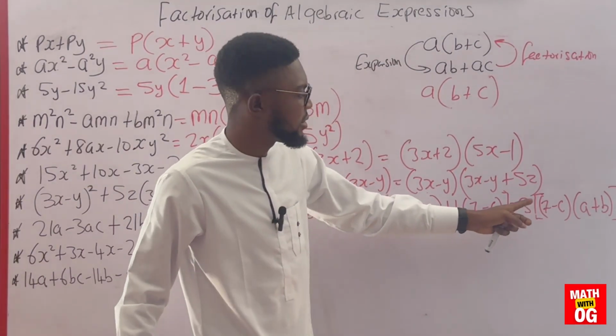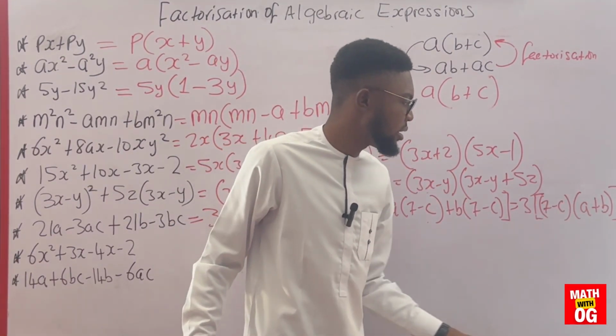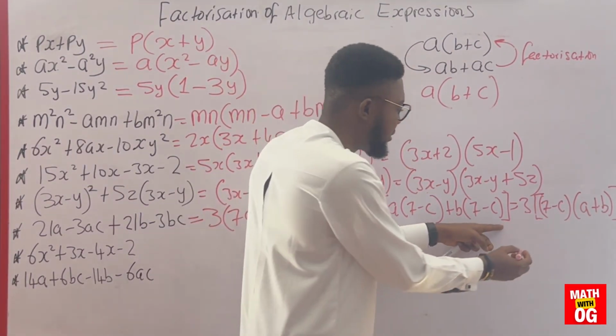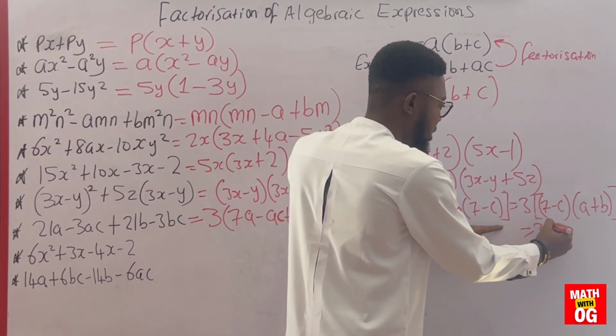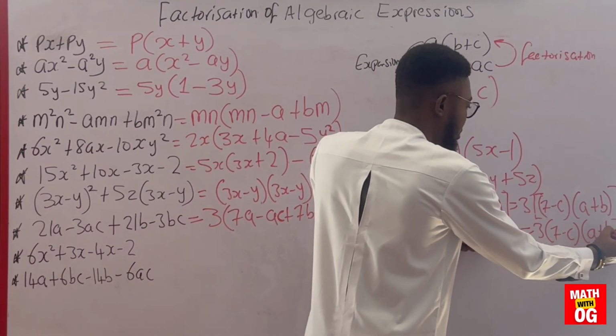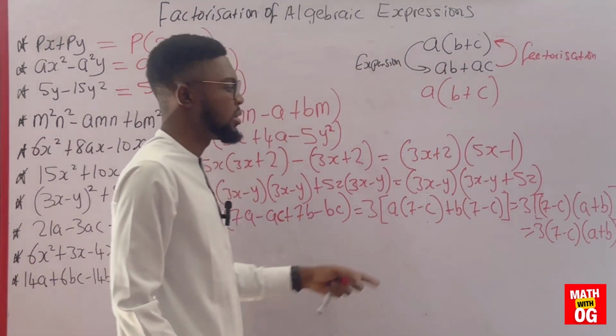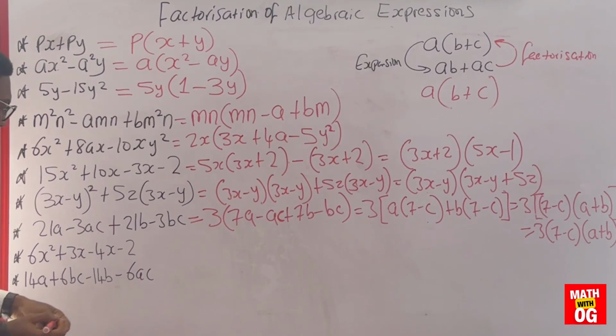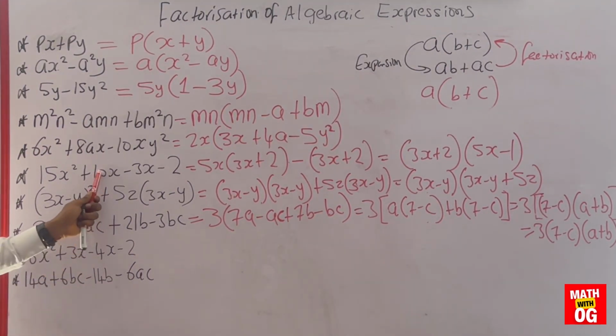Now, the fact that we have a big bracket here does not change anything. I can leave this guy as 3 into (7 - c) into (a + b). It has not changed anything. It's exactly the same answer. So that's the answer to that question. Over to the next question. This question is similar to this.